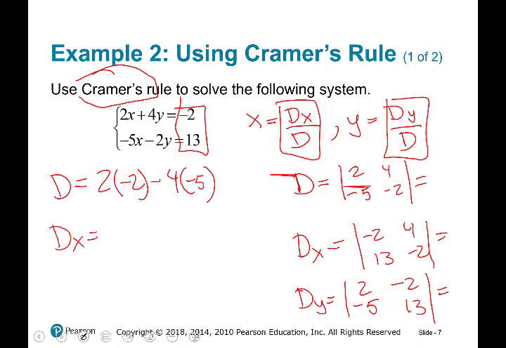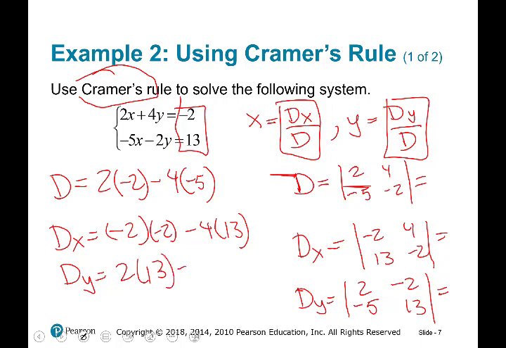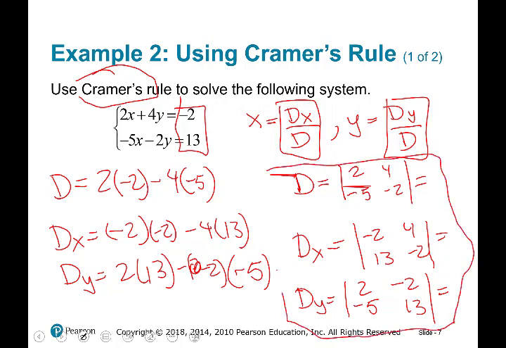Determinant of x is going to be minus 2 times minus 2 minus 4 times 13. And the determinant of y is going to be 2 times 13 minus 2 minus 2 times minus 5. Okay, just basically multiplying or finding the solution of these matrices.